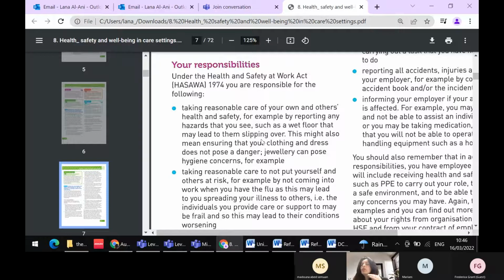So always you say my, because it says self. You need to say my responsibilities in the care home is following the Health and Safety at Work Act 1974, and I follow it by the below. And then you start talking about your responsibilities.